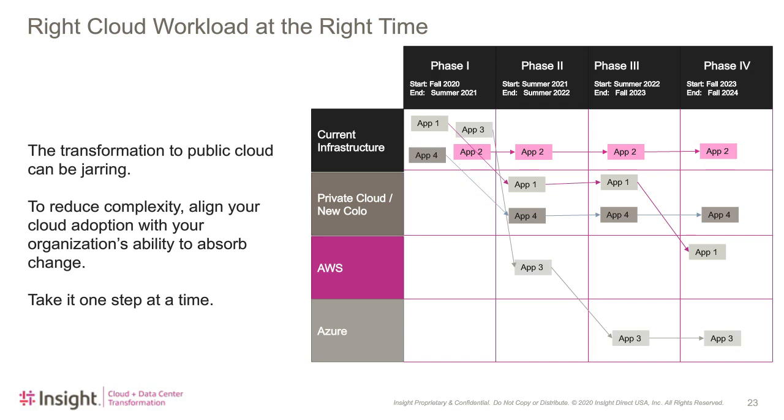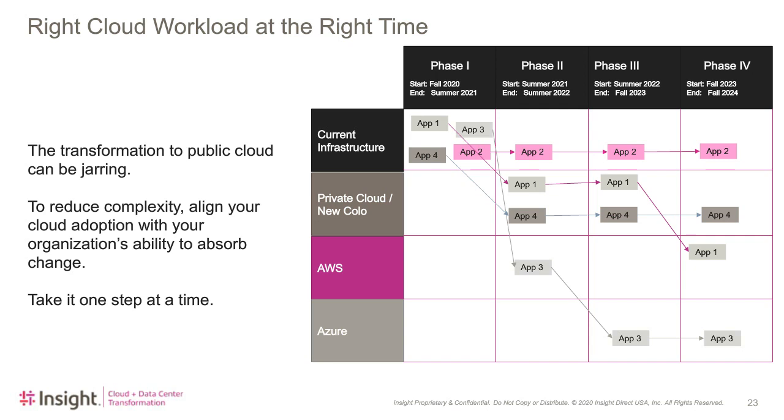In this example, I have some current infrastructure. One app is just staying on current infrastructure. You see app 2 going off to the right. But app 1 in phase 2 gets moved to a private cloud in a new colo. And then phase 3, it stays there. But in phase 4, it moves into AWS. And that might be 1, 2, 3 years down the line.